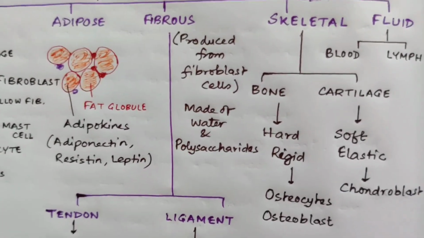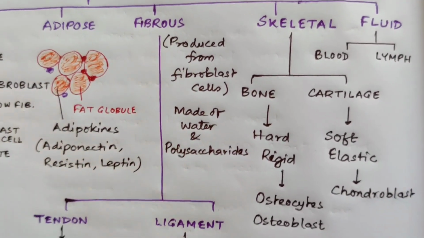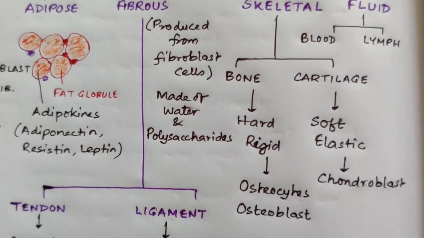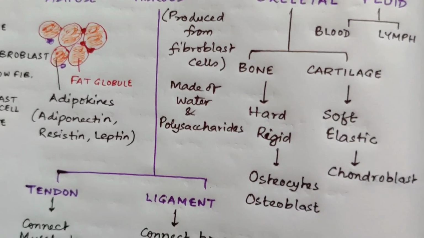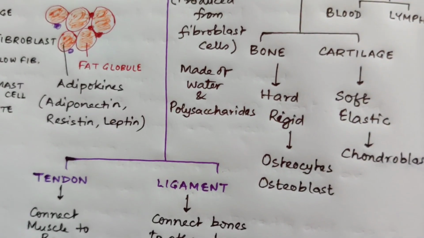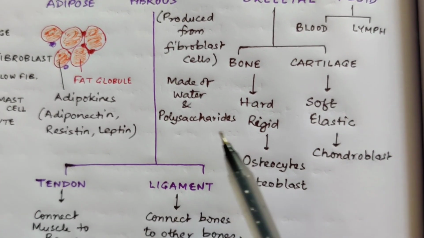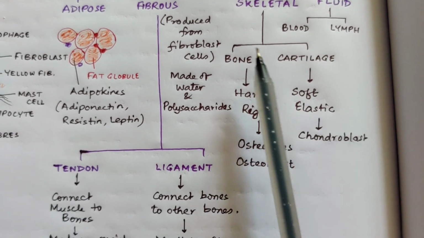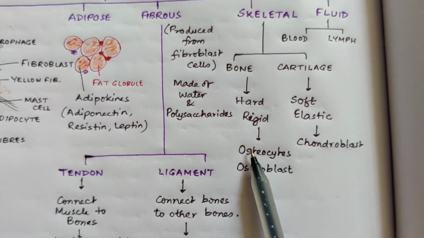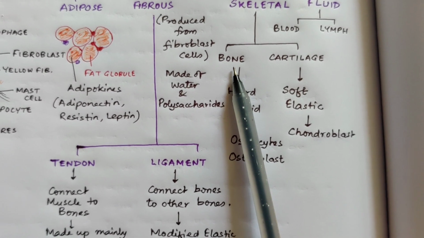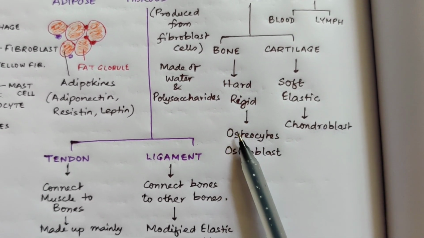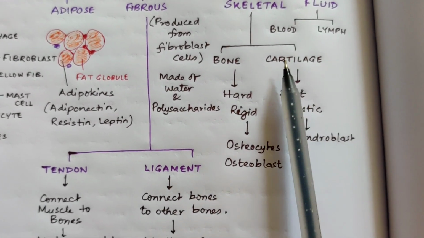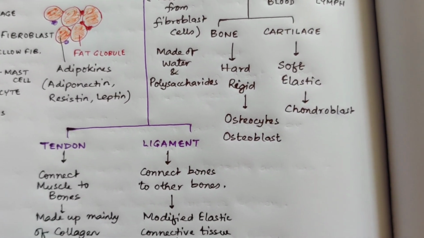Coming to skeletal connective tissue. The skeletal connective tissue is of two types, bone and cartilage. The bones are hard and rigid, but cartilages are soft and elastic. The bones make the supportive framework of our body. They are made from osteocytes and osteoblast cells, and cartilages are made from chondroblast cells.